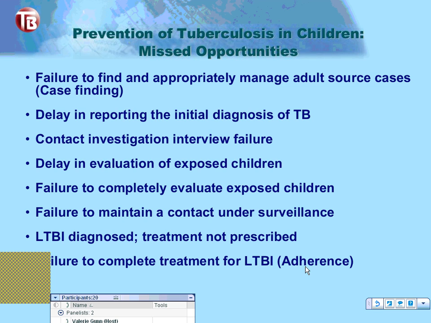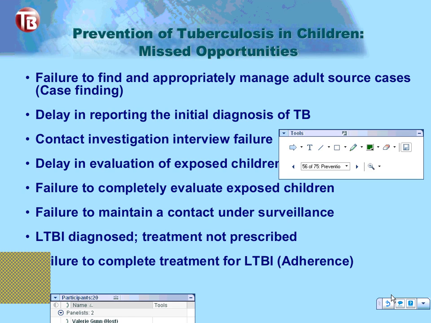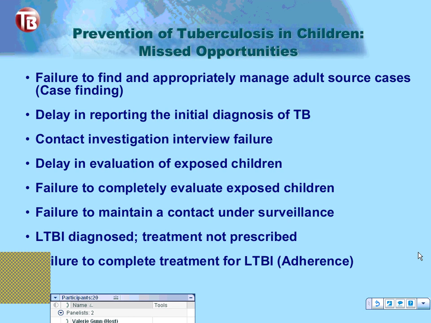The case basically underlines very important issues that we are confronted with frequently as we do our work in the field. Many times missed opportunities occur when case finding is weak, when a patient is misdiagnosed for many months, and therefore transmission is ongoing until a diagnosis is made. Other opportunities are missed during the diagnosis of TB among the appropriate individuals. Thus, with the children, missed opportunities occur when there's a delay in evaluating these children, when there's a failure to completely evaluate these children, or when there's a failure to maintain surveillance during the contact investigation.